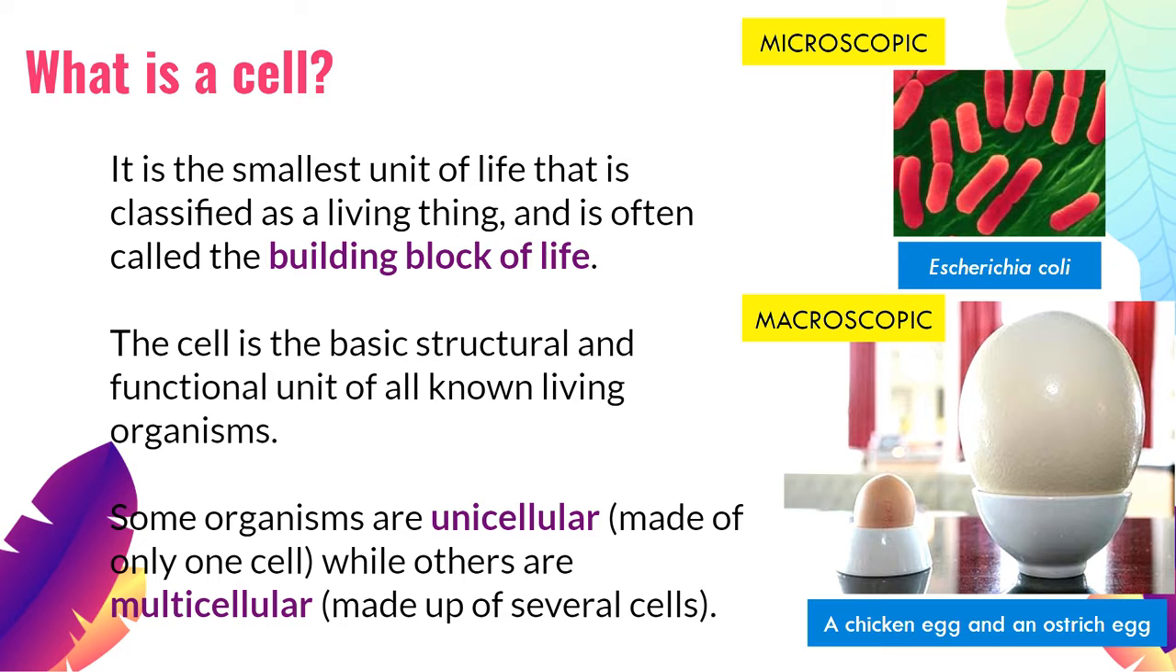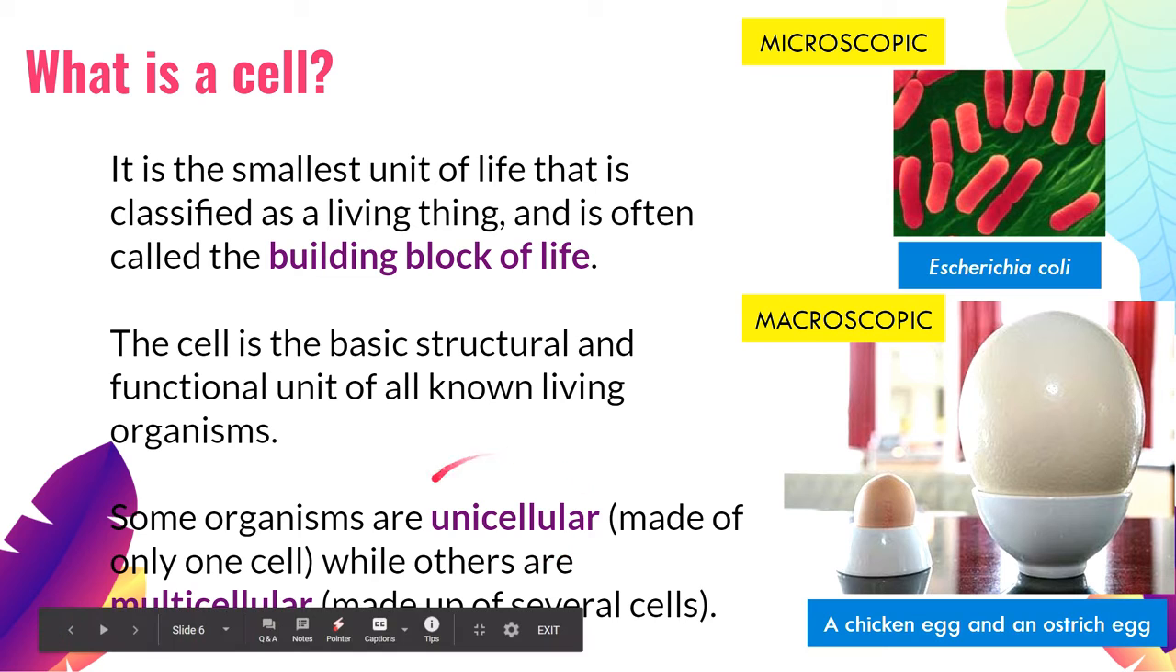There are several ways to categorize cells. I hope you still remember. Cells that are too small to be seen by the naked eye, that require the use of a microscope, are called microscopic cells, such as your Escherichia coli here, or E. coli. These cells are very, very small, and each one is counted as one organism. They are also considered unicellular organisms, so they are made up of only one cell.